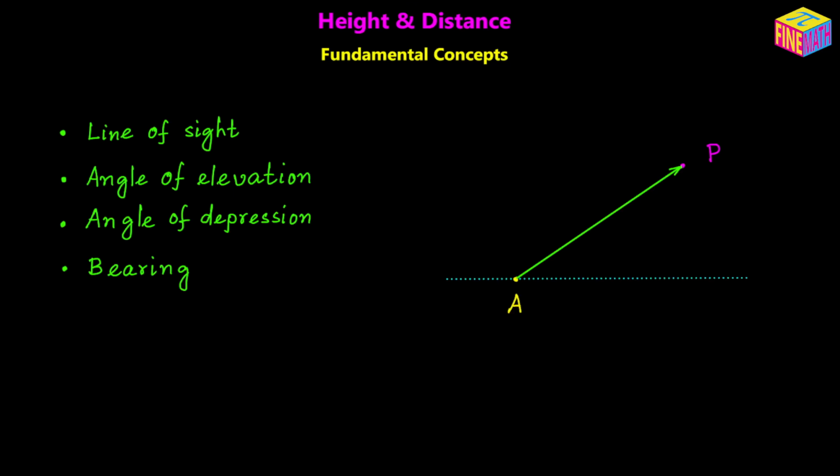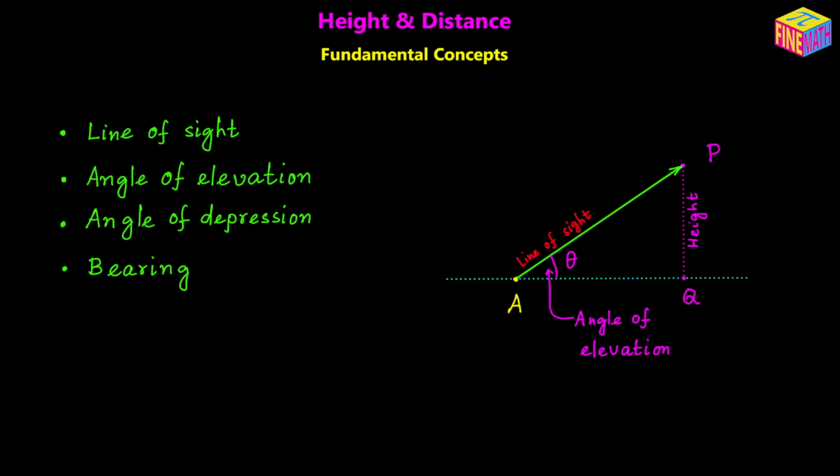So this green line is actually called the line of sight, because in that direction the observer is looking at the object. And because the object is at a higher level, this line of sight will make an angle with the ground level horizontal line, and let's suppose that angle is theta. This angle is actually called the angle of elevation, because this angle is kind of a measurement of how high the object is from the ground level, right? So that is why it's called the angle of elevation. It kind of indicates how much the object is elevated from the ground level.